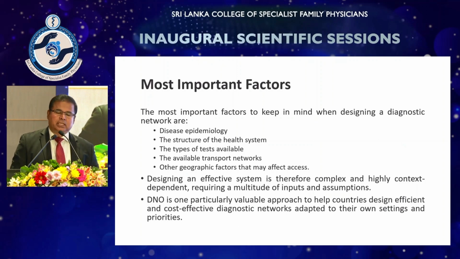And also the available transport networks. What is the mode of transport? What are the available networks? Are we sending these samples through ambulance, or by courier, by a person, by a motorbike? So you have to think about how to send these samples. And other geographic factors will also affect patients' access even to laboratory services. So designing an effective system is complex and highly context dependent, requiring a multitude of inputs and assumptions. Diagnostic network optimization is a particularly valuable approach to help countries design efficient and cost-effective diagnostic networks adapted to their own settings and priorities.